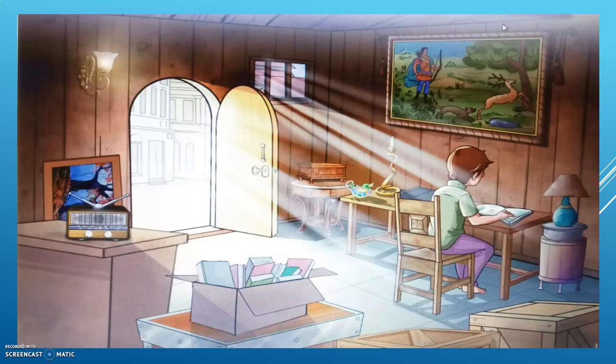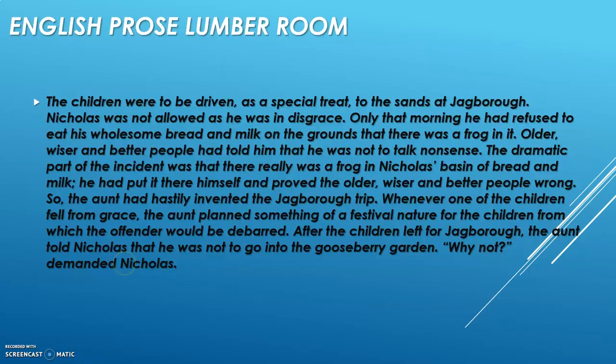Look at this picture. We see that this boy is reading some storybooks, or reading a book over there. Paintings are there, and some other objects are kept, like a night lamp. A box is also there. Some paintings are there. Books are there. So, these are all contained in the lumber room. And the writer takes the reference of this room to continue his story. Now we will move towards the story, the prose, The Lumber Room.